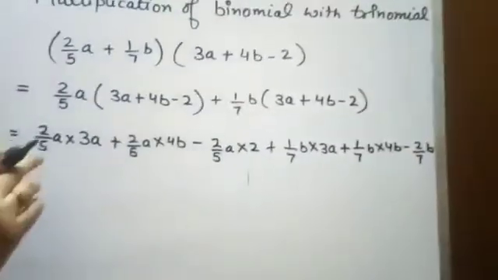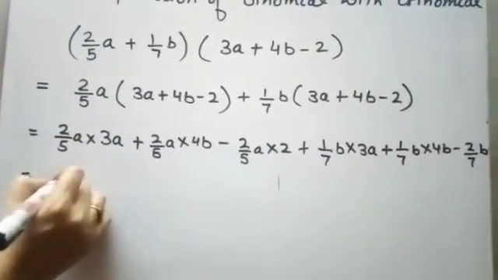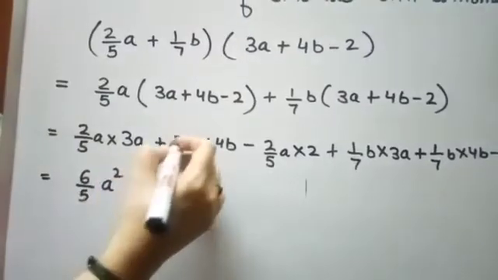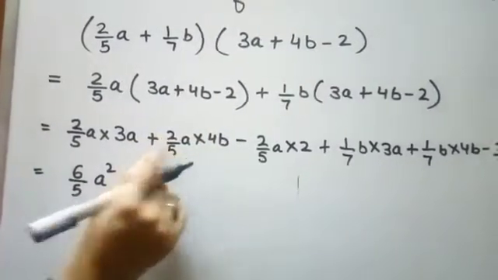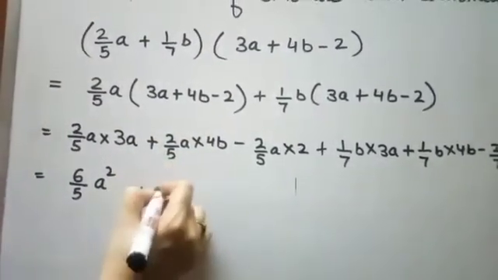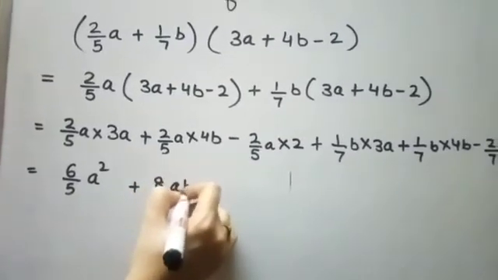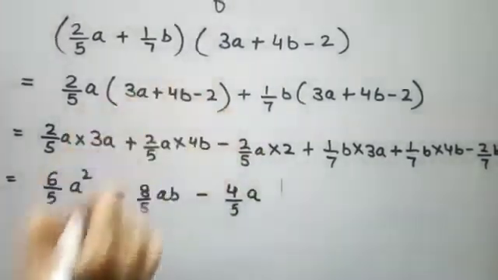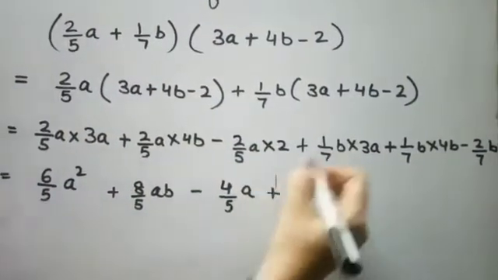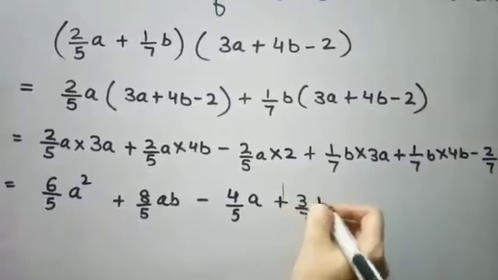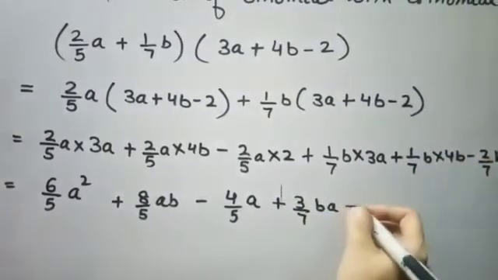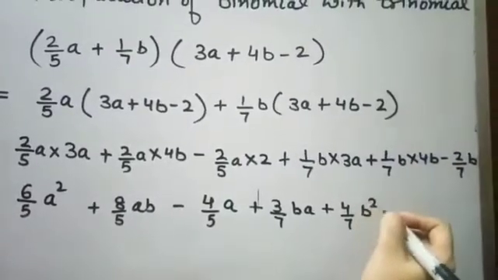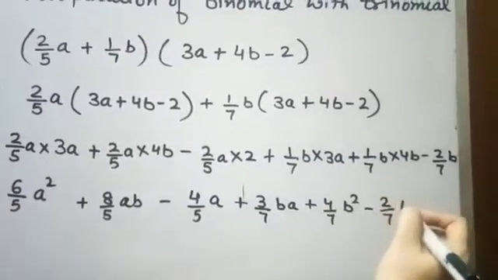Now multiply the number with number. 2/5 into 3 is 6/5, a raised to power 1 into a raised to power 1, a squared. 2 fours are 8, by 5, ab. 2 twos are 4/5 a. Then 3/7 ba plus 4/7 b raised to power 1 into b raised to power 1, b squared, minus 2/7 b.